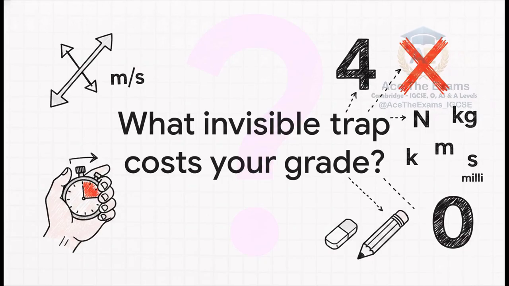Well, because you left off the SI unit, or maybe you just missed a simple metric prefix. Here's the harsh truth for physics. Numbers without units are completely meaningless. We use numbers and units together to describe space and time, and examiners show absolutely zero mercy if you forget them.